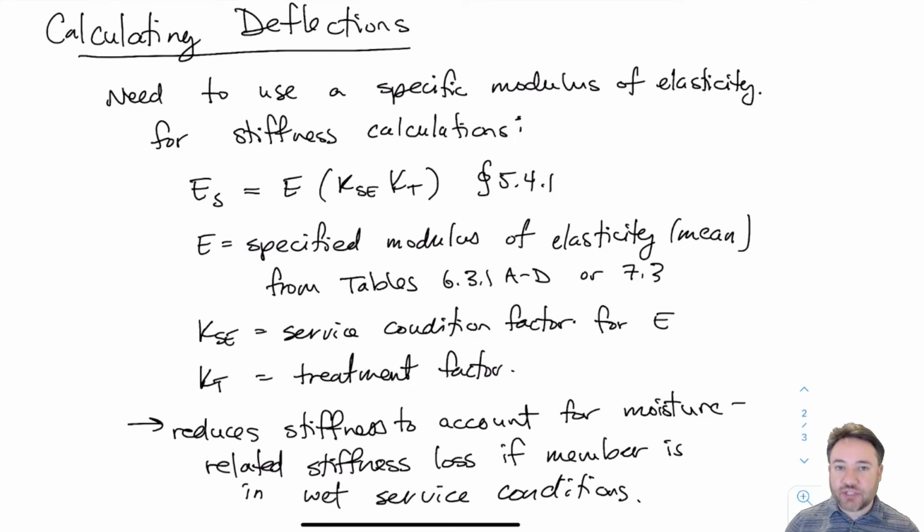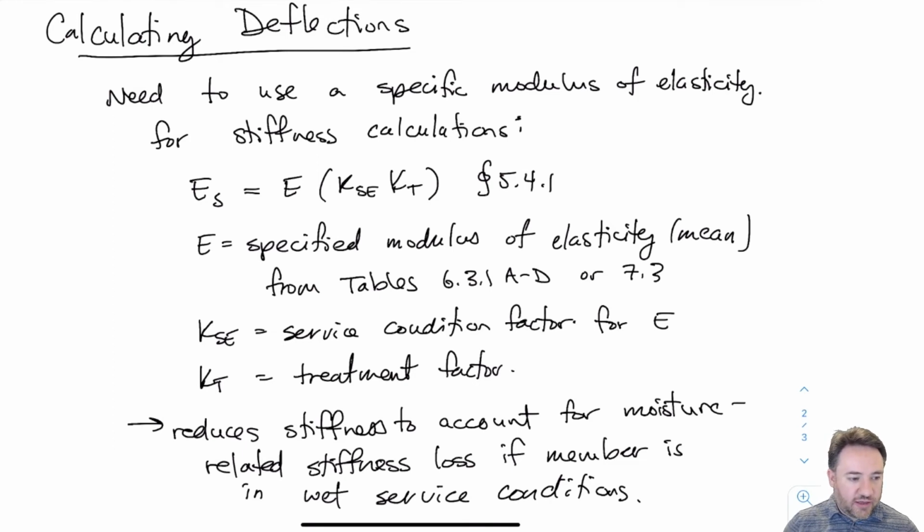And this accounts for the fact that stiffness is affected by moisture content, which we talked about when we talked about effects of moisture content. If my moisture content goes up, my wood basically becomes more flexible. I need to take that into account. If my wood is going to be in a wet service condition, it is going to increase my deflections.